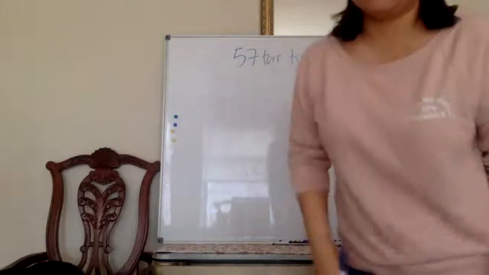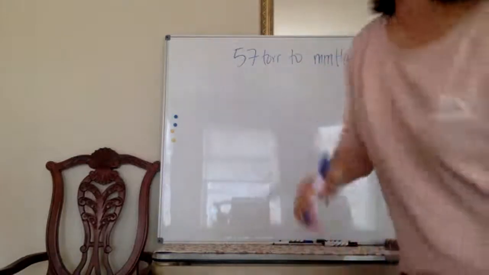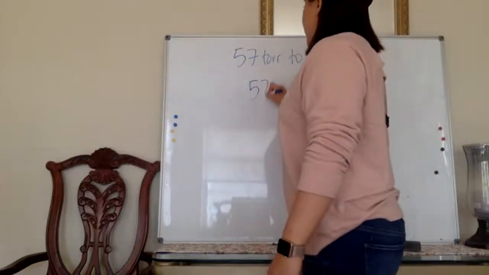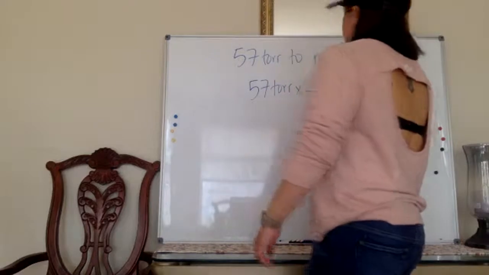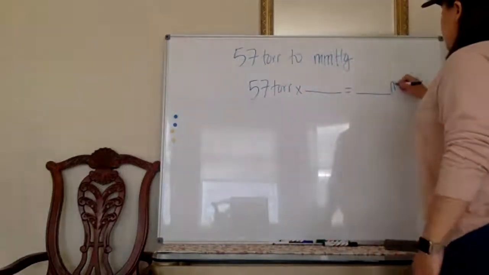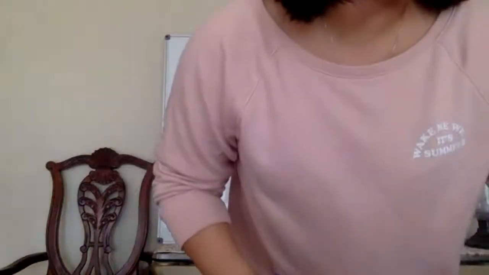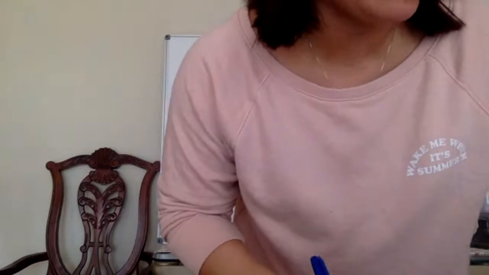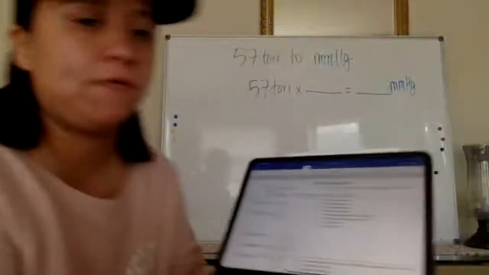Okay, so same thing here. You have to see what you start with. What you start with is 57 torr. Okay, you're going to multiply, and you want your final answer to be in millimeters of mercury. Okay, again. So you're going to go to your cheat sheet, guys. And remember, try to print out the cheat sheet or write it down on a piece of paper so you have it for the quiz.